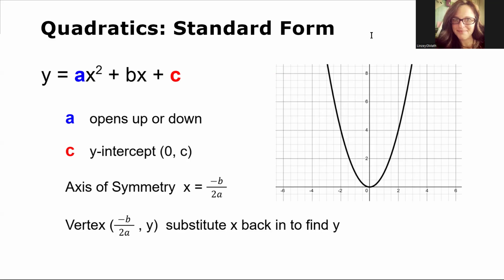Welcome to our session on quadratics standard form. This is the standard form of a quadratic, ax squared plus bx plus c. A tells us whether the graph opens up or down. If a is negative, the graph opens down. C is the y-intercept.